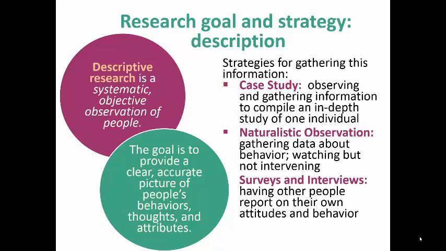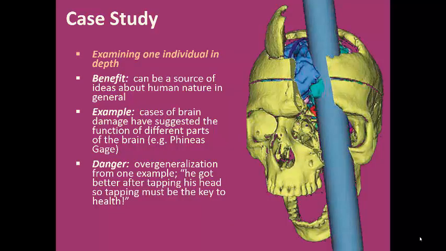Natural observation is gathering data about behavior by watching but not intervening. So this is by watching somebody in an environment when they often don't know they're being watched. Obviously you have to have ethics approval for this. And then surveys or interviews are having people report their own attitudes and behaviors.